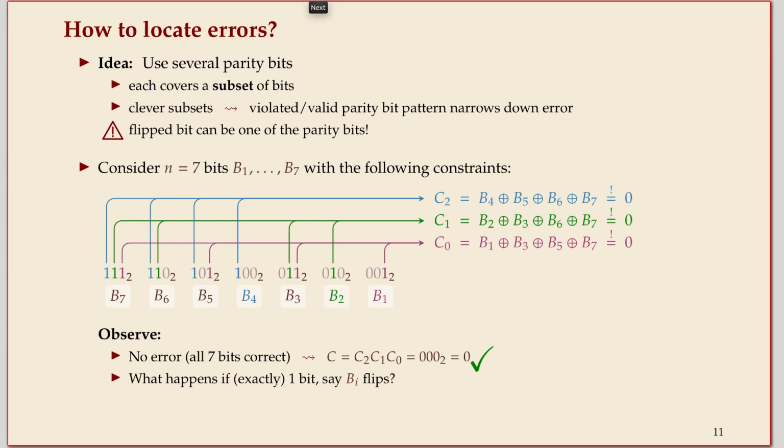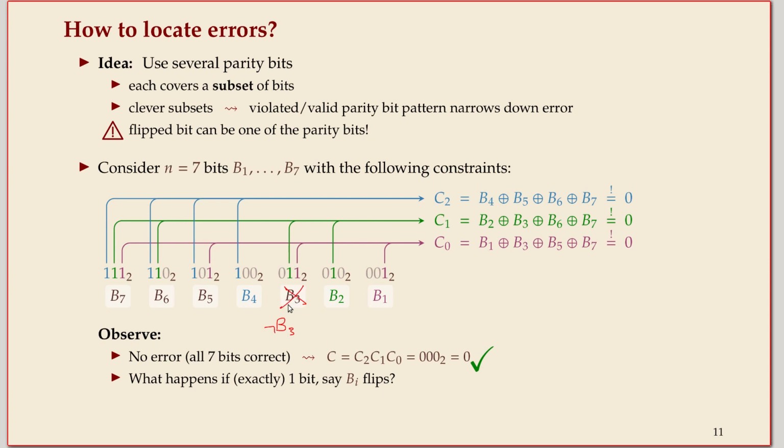First of all, observe if all 7 bits are correct, then we can compute these check bits. They will all be 0, and that indicates that no error has occurred. More interesting is what happens if one bit flips. If, say, bit bi flips, what will that do to the checking bits? Let's do an example. Say we flip the bit b3, so that becomes the negation of that.